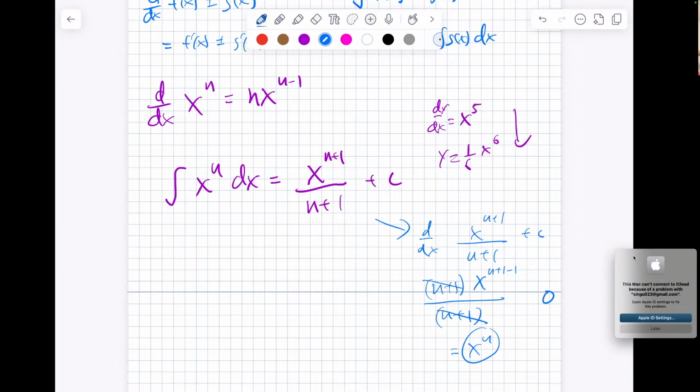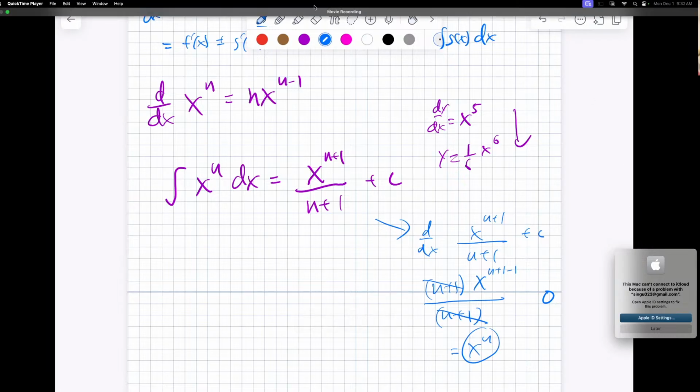Very, very simple rules. Any questions so far?